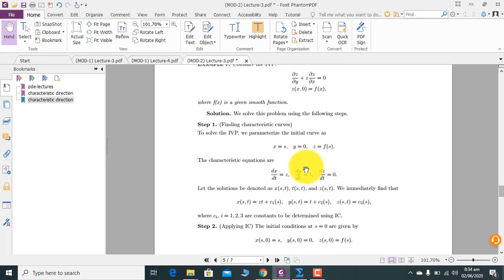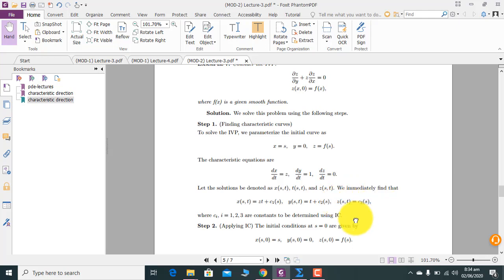Next, the first step is to find the characteristic equations. We know from quasi-linear theory that dx over dt is a, dy by dt is b, and dz by dt is c. Now the solution is very easy, because they can be solved separately. Look, if you concentrate on dz by dt, how can you solve it? Integrate both sides. What will be the answer? Z is a constant. We have named this constant C3 of s.